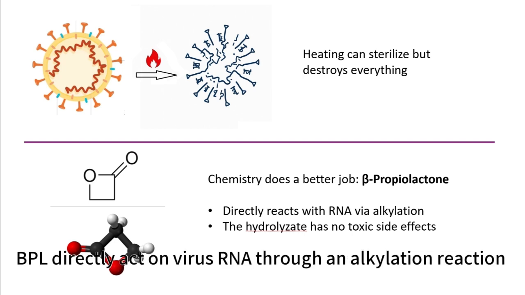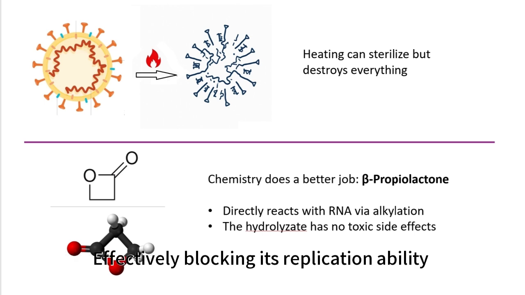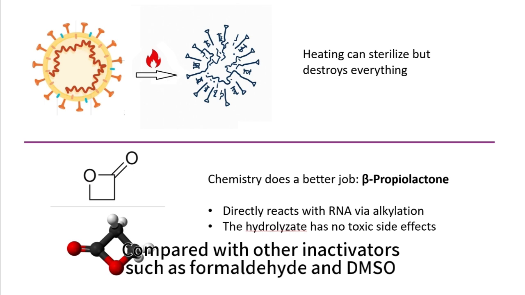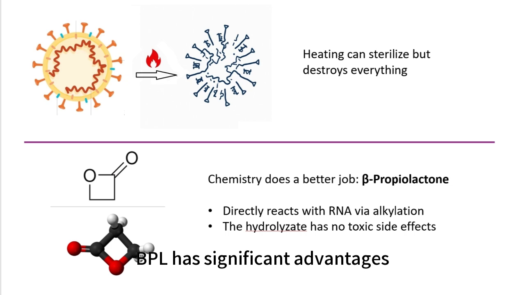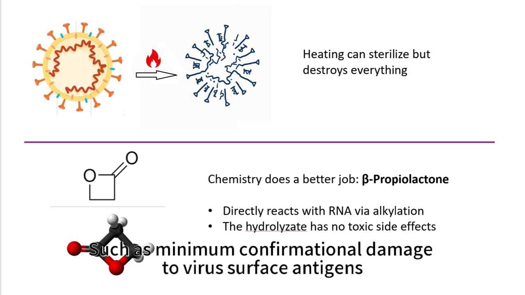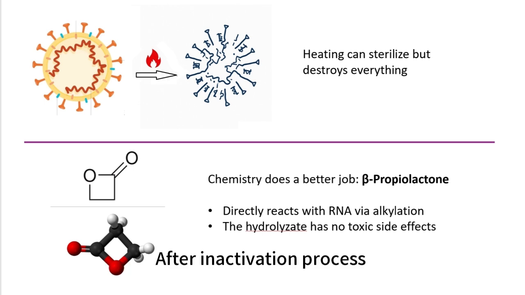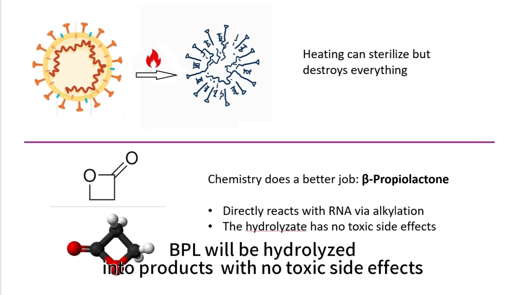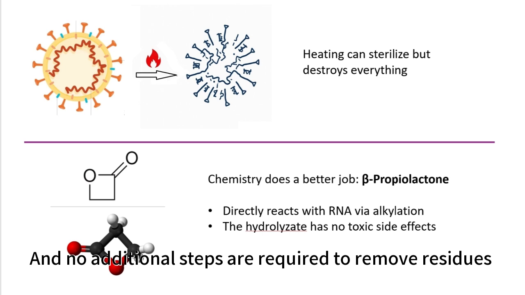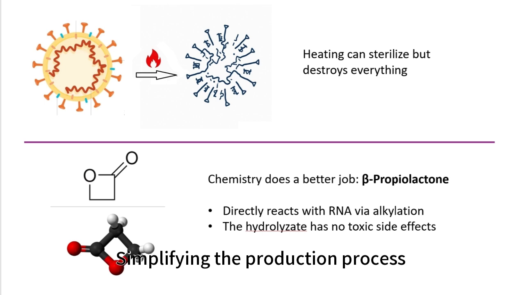BPL directly acts on virus RNA through an alkylation reaction, effectively blocking its replication ability. Compared with other inactivators such as formaldehyde and DMSO, BPL has significant advantages such as minimum conformational damage to virus surface antigens, which can retain the natural structure of antigens to the greatest extent. After inactivation process, BPL will be hydrolyzed into products with no toxic side effects, and no additional steps are required to remove residues, thus simplifying the production process.